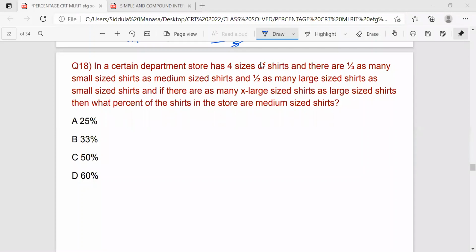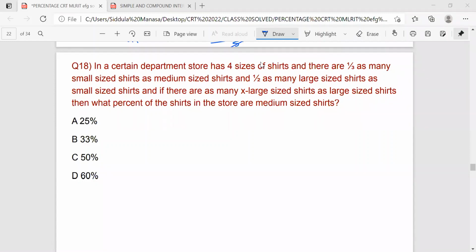See here, question number 18 says, a certain department store has 4 sizes of shirts. There are 1/3 as many small sized shirts as medium sized shirts, and half as many large sized shirts as small sized shirts. And if there are as many extra large sized shirts as large sized shirts, then what percentage of the shirts in the store are medium sized shirts?